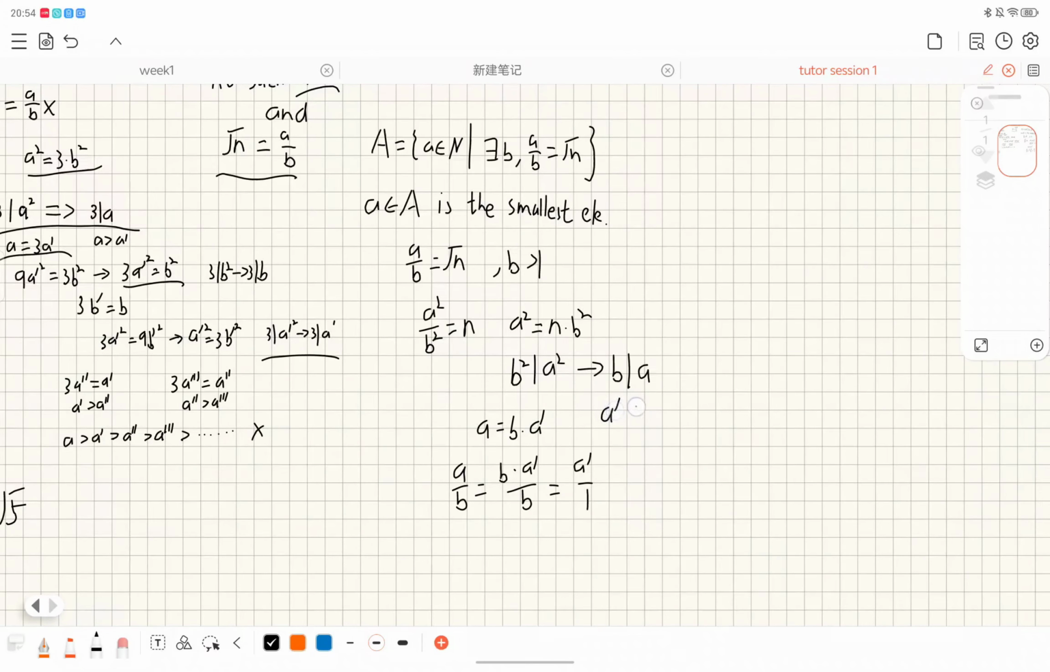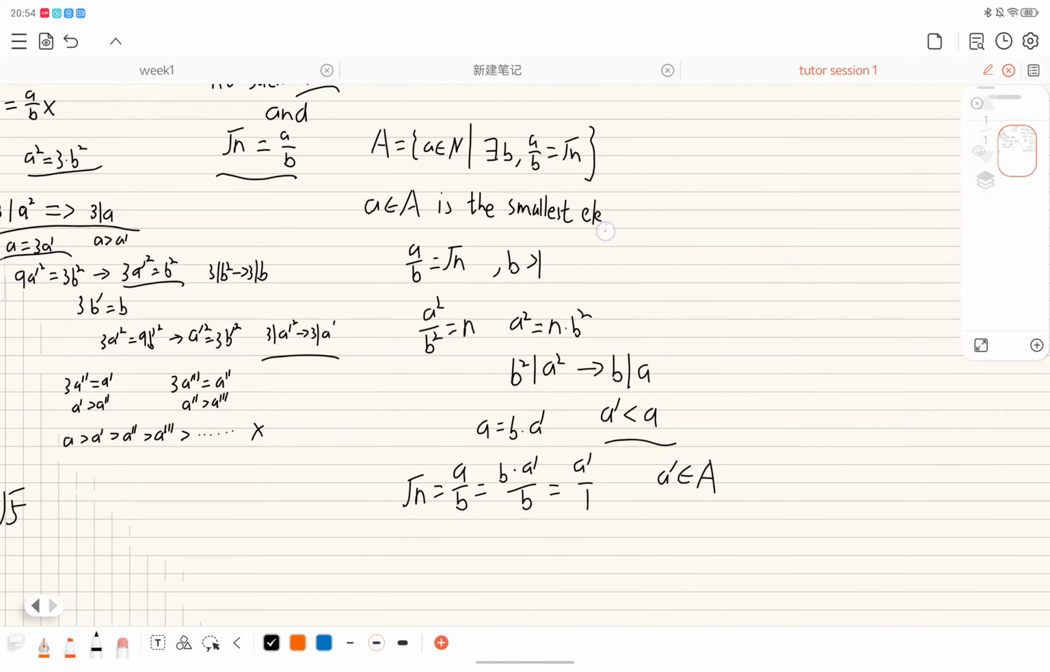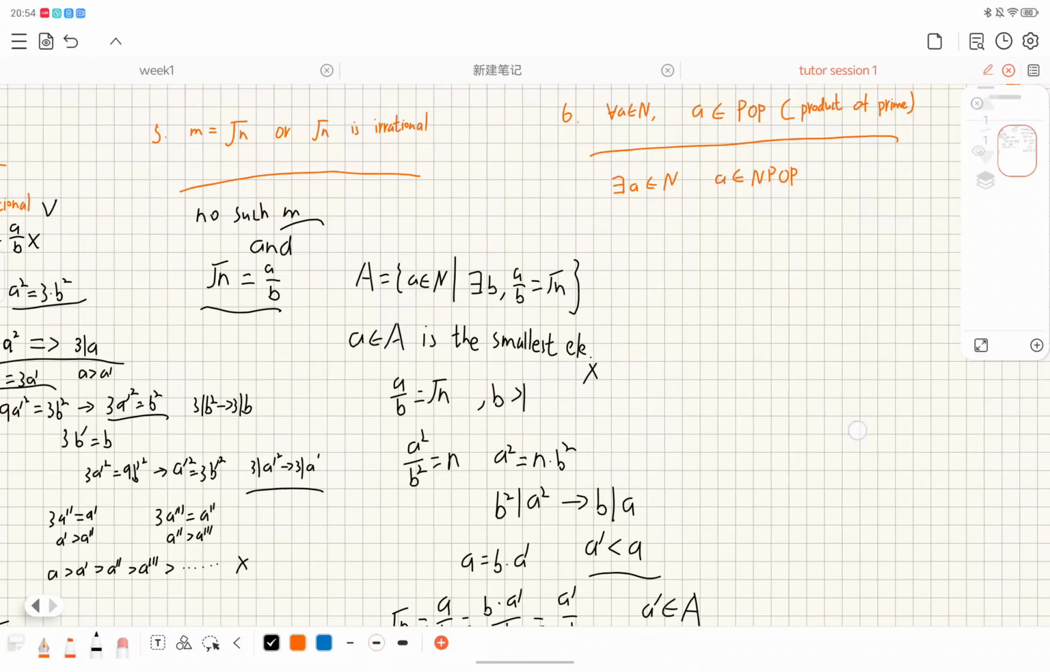And also we know that a prime is smaller than a. And as this one equals square root n, we know that a prime is also in the set, and a prime is smaller than a. So a is not the smallest element anymore, which means this one is wrong, and hence this one is wrong. And this one is true.